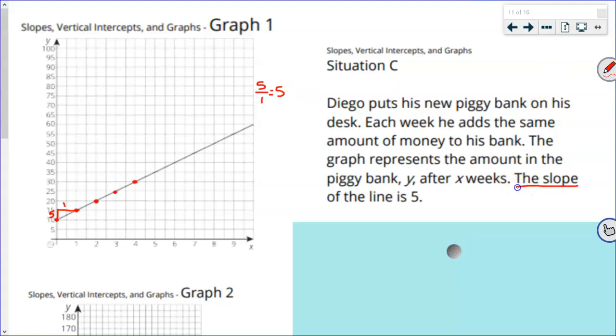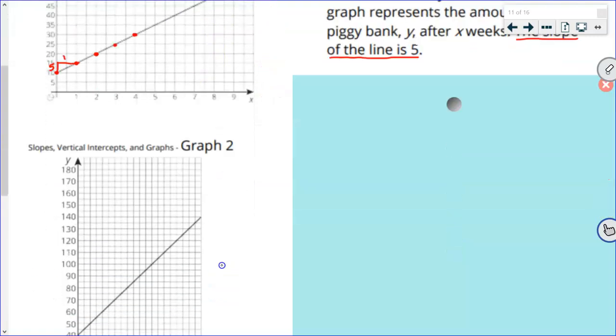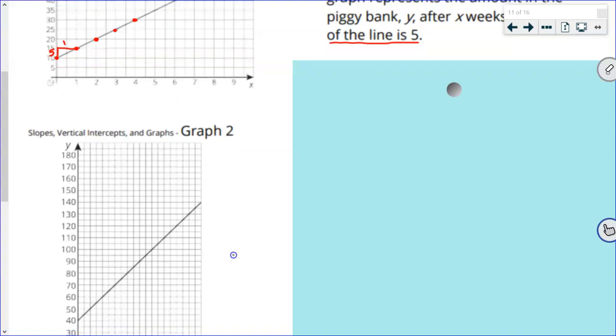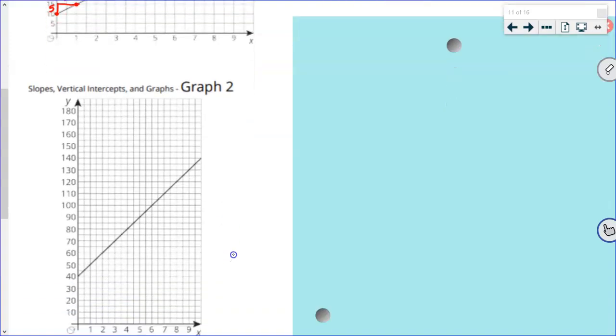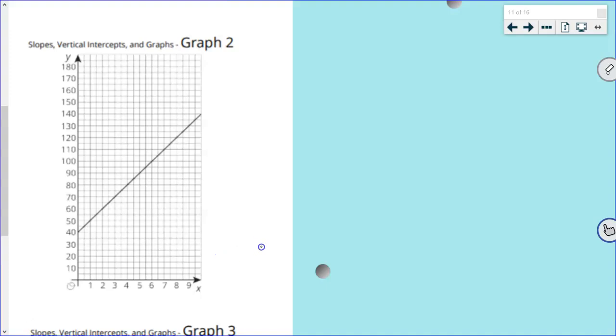The slope of the line is 5. So we're going to match situation C with graph 1. Can you guys repeat that process on your own? Where should we be starting? Should we be starting with the situation or starting with the graph? Okay. Find the slope of the graph. Find the situation that matches it.